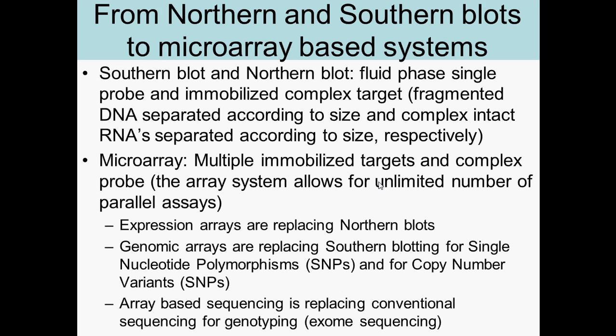And in microarrays, you have a fixed probe and many different targets that are floating around, attached to them. With microarrays, you can test for many different targets at the same time. These expression arrays are replacing Northern blots, and the genomic arrays are replacing the Southern blots. Southern blots are used for single nucleotide polymorphisms and copy number variants.